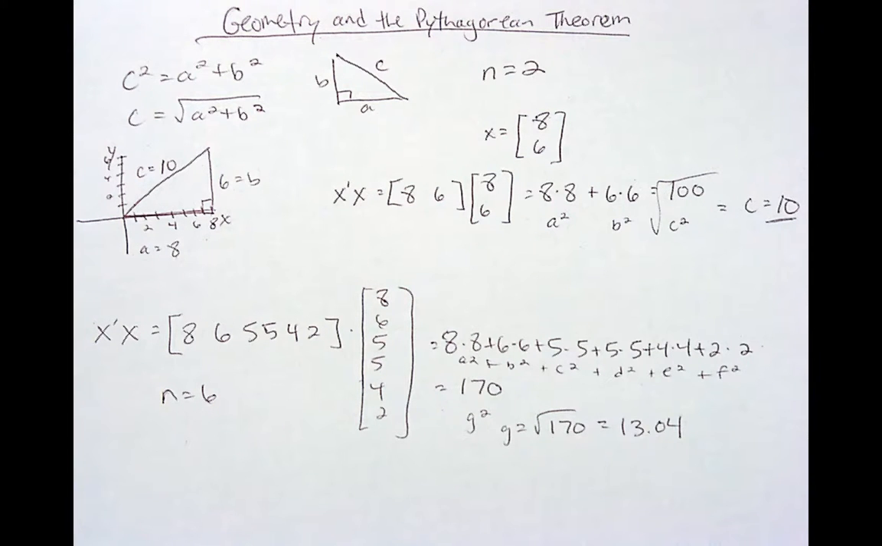And once again, this also relates to variance, because variance is the sum of squares of the vector values, which is 170, and the standard deviation is the square root of variance, which is 13.04. Pretty cool, huh?